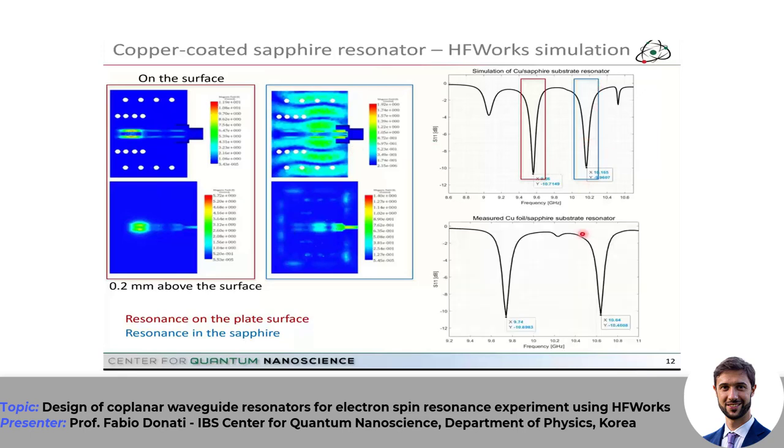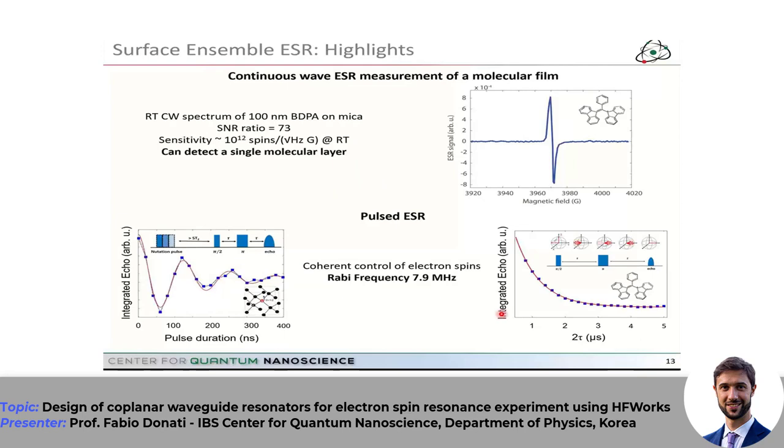And actually, when we measure the epsilon parameter for our real device, we see that we have two resonances, one very close to the one simulated here, one a bit higher in frequency, but it turns out that these two correspond pretty much to our simulation. This is the resonance of the strip line, and this is the resonance within the sapphire. So we set the operation mode for our machine at this frequency, and with that we could successfully measure all the characteristics we needed for our resonator. We could detect electron spin resonance in continuous wave with a sensitivity which goes down to one single layer of molecules. And then we can also perform pulsed ESR operation.